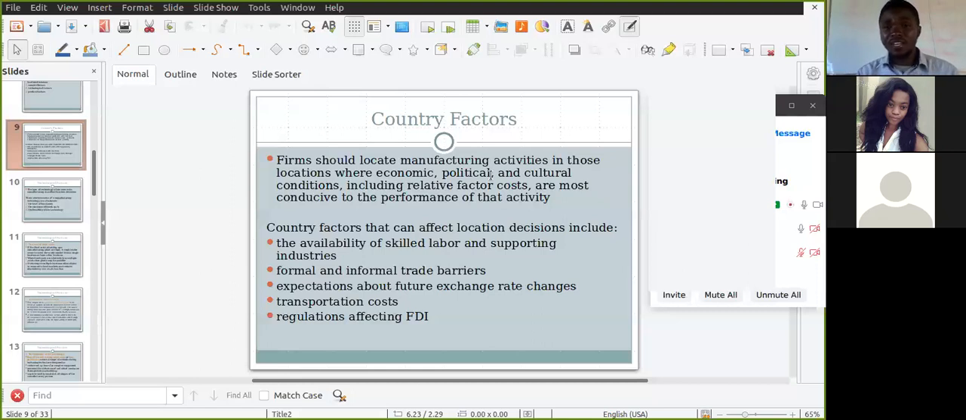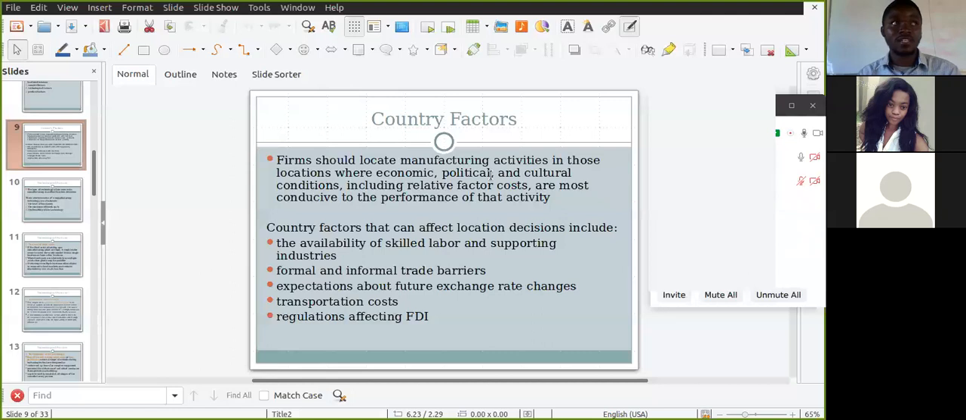Supporting industries. These are industries, you know, like you as a firm on your own, if you are producing something and you do not produce something from raw materials until the final end, or either way, you can be producing raw materials until the final end, but there can also be a supporting industry like the transport. You see, those are the things that you need to look at. Those are supporting industries, the industries which are going to be there to ensure that your business continues running in a smooth way. Then formal and informal trade barriers.